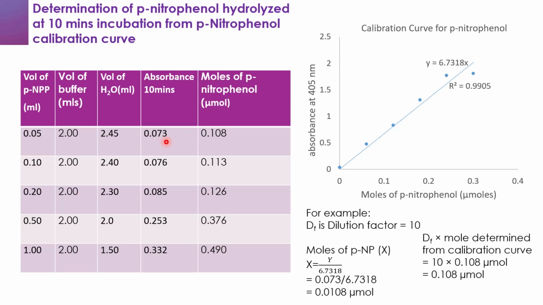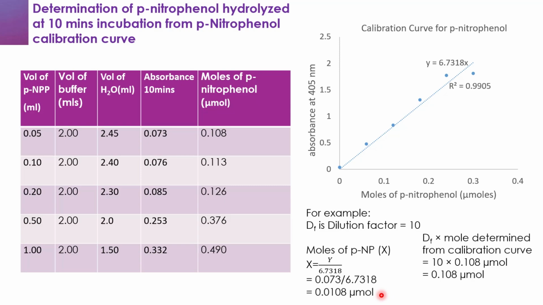So if you are to substitute this value into the equation S equals Y divided by 6.7318, where Y is the 0.073, we will get 0.0108 micromole. But what we also have to note is that the enzyme used was diluted. So we did 1 in 10 dilution, 1 in 100, and 1 in 1000 dilution. But the example that I'm showing over here is for the 1 in 10 dilution.